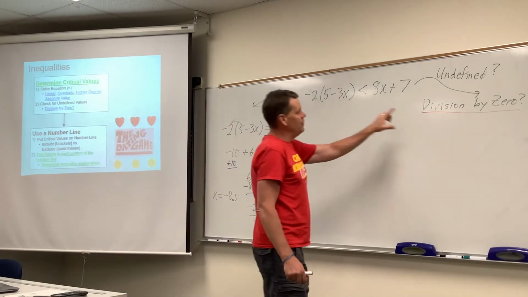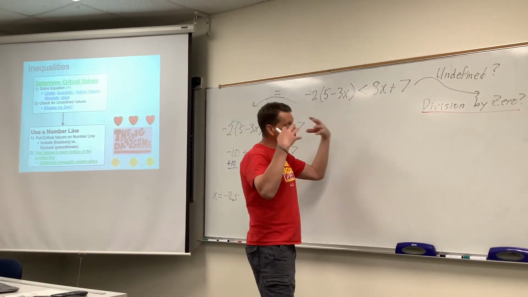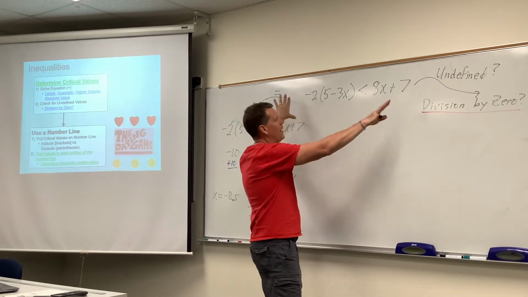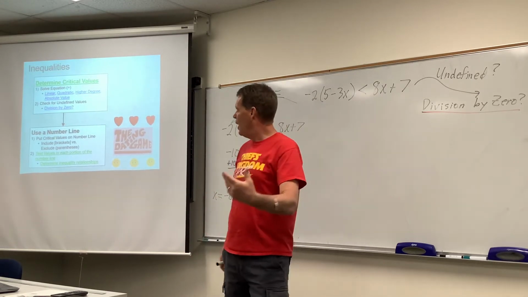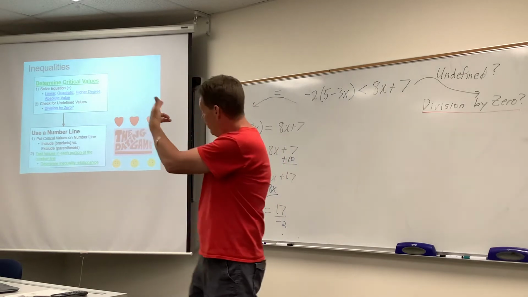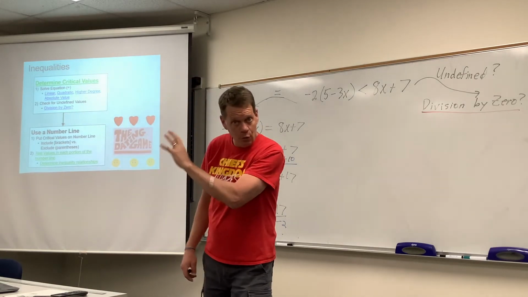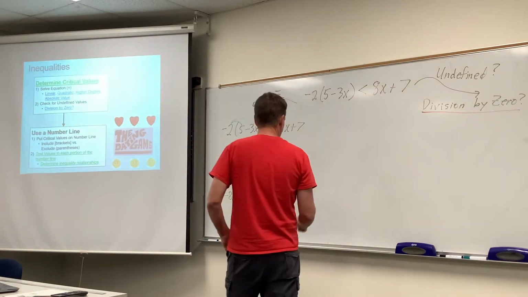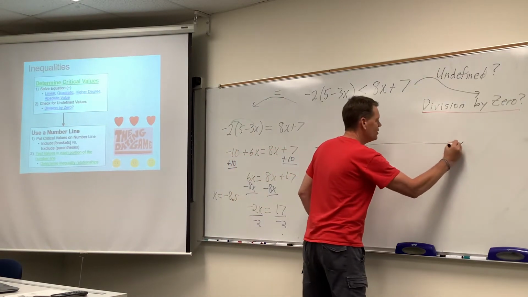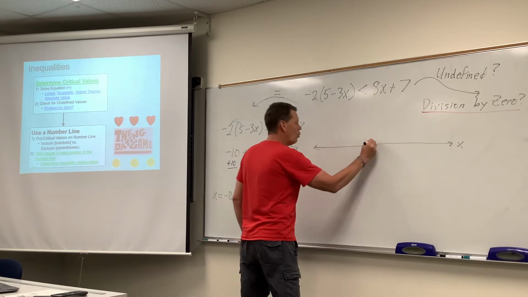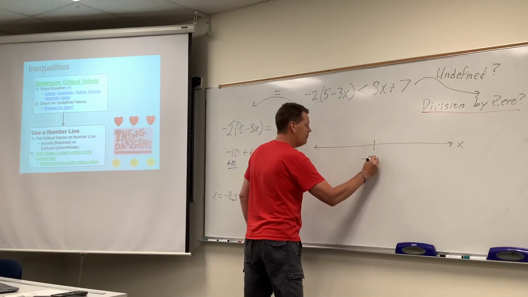Let's talk about division by 0. That's always something you should check for, but there's no fractions. So there again, only concern yourself with the undefined critical value type 2, if you will, if there's fractions. And we don't have that here. So our number line in this case is pretty simple. We only have one critical number, negative 8.5.